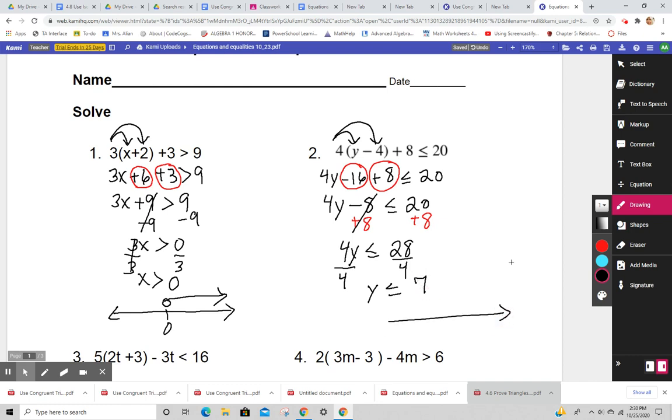And we'll graph that. 7 will be somewhere on the right. It's equal to, so we have to darken the circle and show that it's equal to or less than 7.